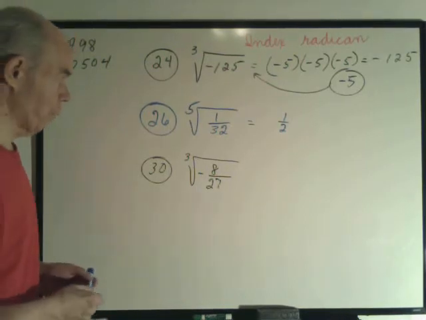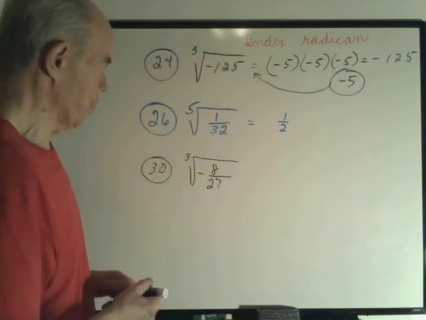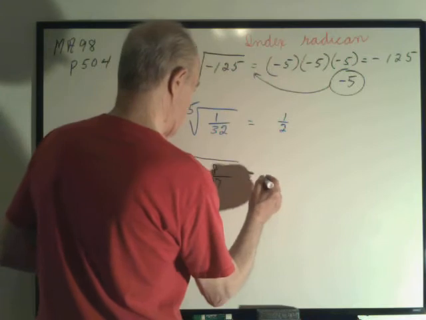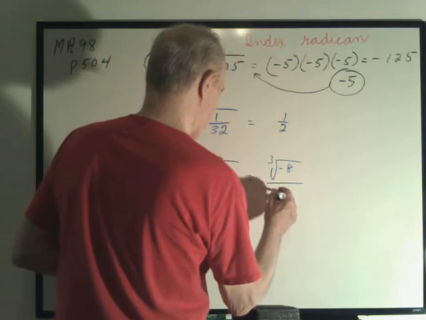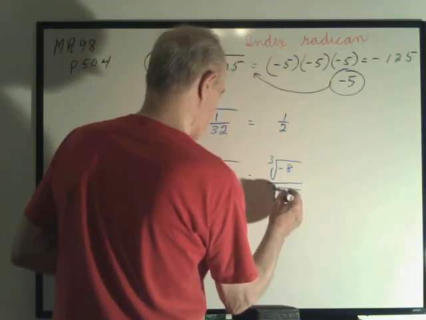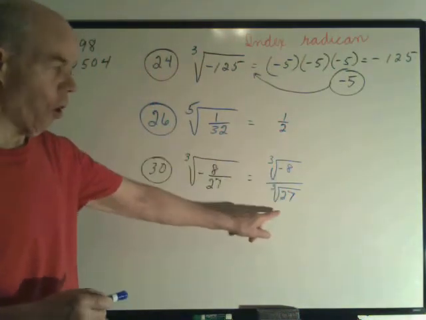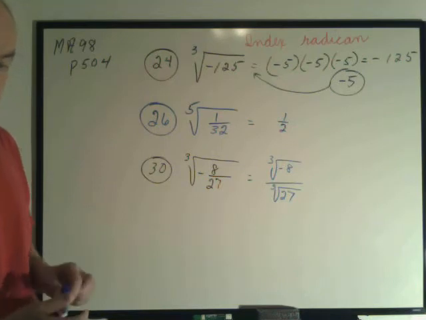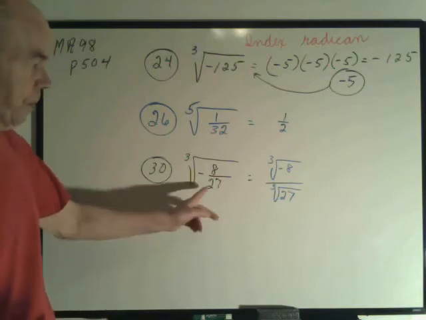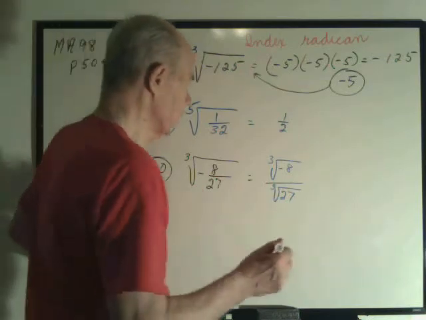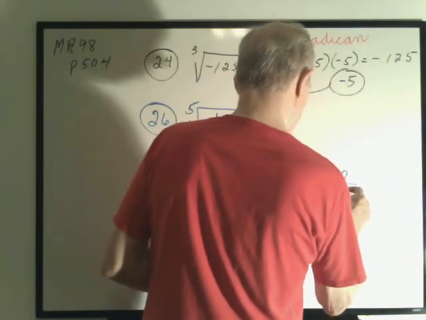All right, so you should have gotten 1/2. 1/2 multiplied by itself 5 times gives you 1/32. Now this one can be written cube root of -8 over cube root of 27. Notice the negative sign either goes in the numerator or it goes in the denominator. It doesn't go in both places, because then you'd be dividing a negative by a negative, which would give you a positive, which would not be the same answer. So this is going to be negative 2 over 3.